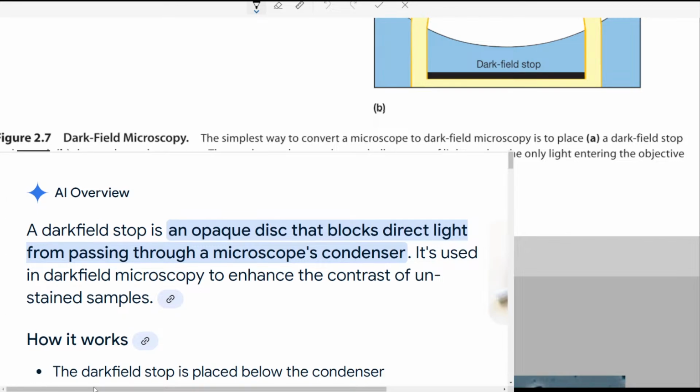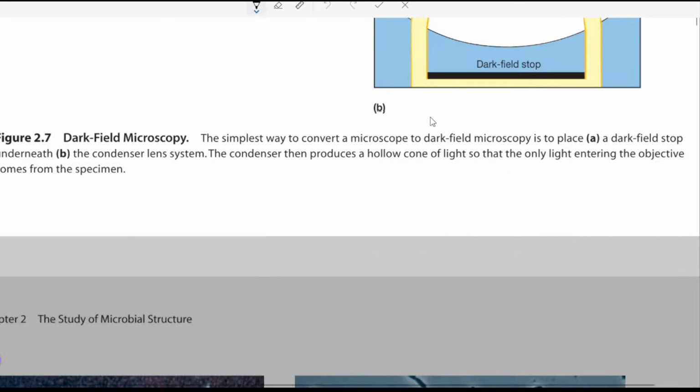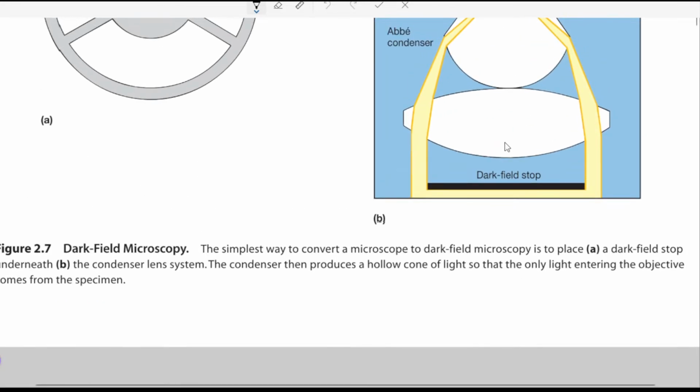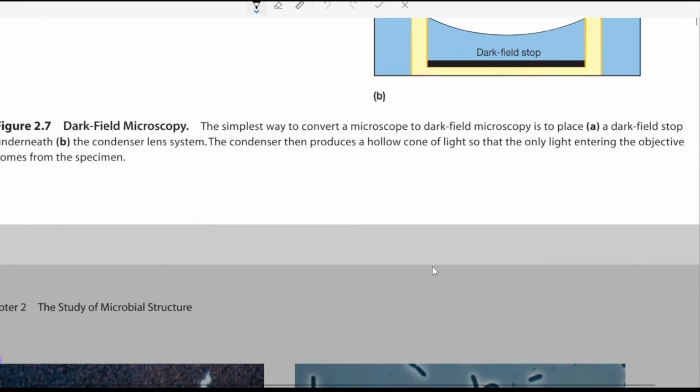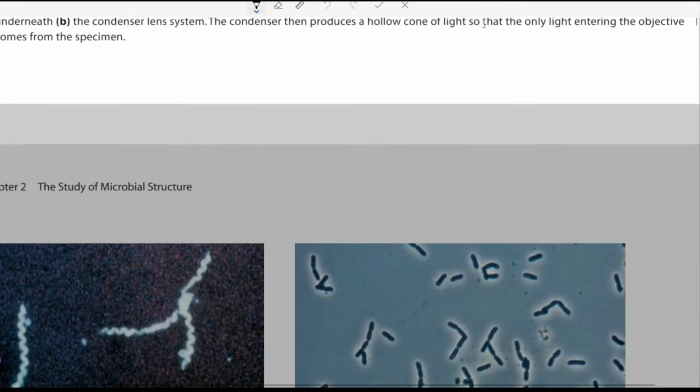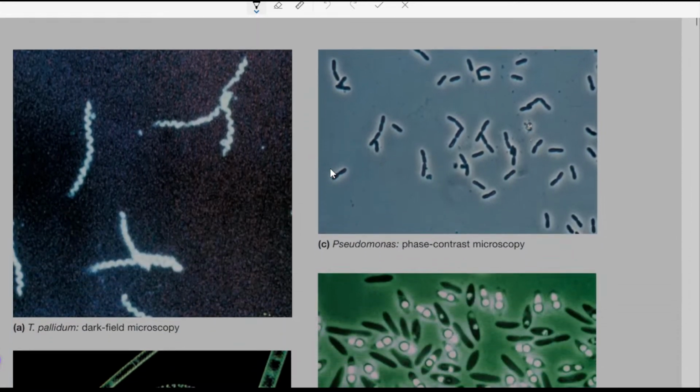Okay. So to make a hollow light here, you need this dark field stopper that stops the light below from going through the middle, while the sides go through. Guys, I know you must have picked it up quite quickly, but I'm not the smartest. So a hollow cone of light, so that only light enters the objective. Okay, that was that, and now we are going towards the interesting part.